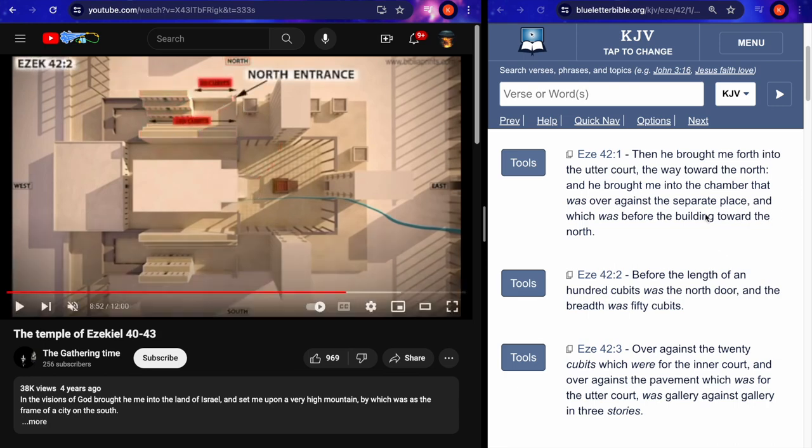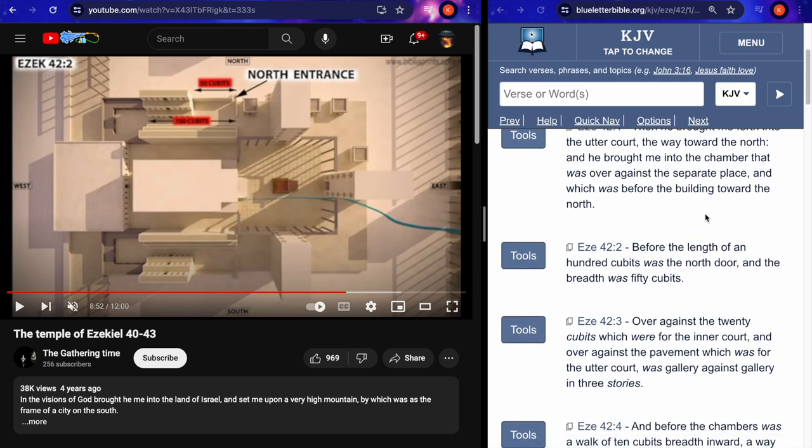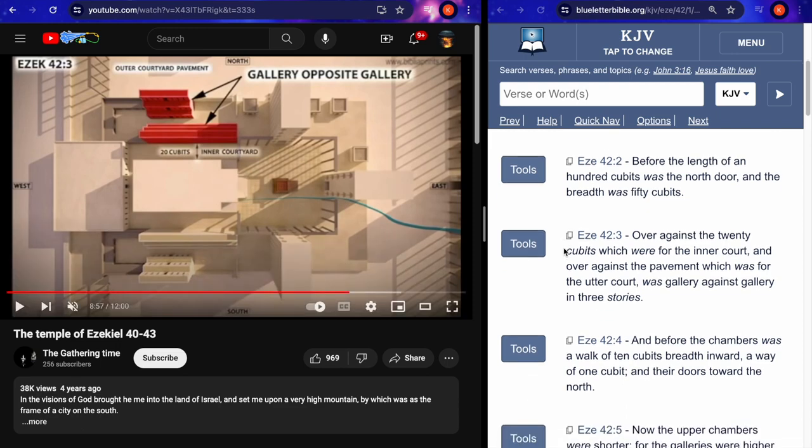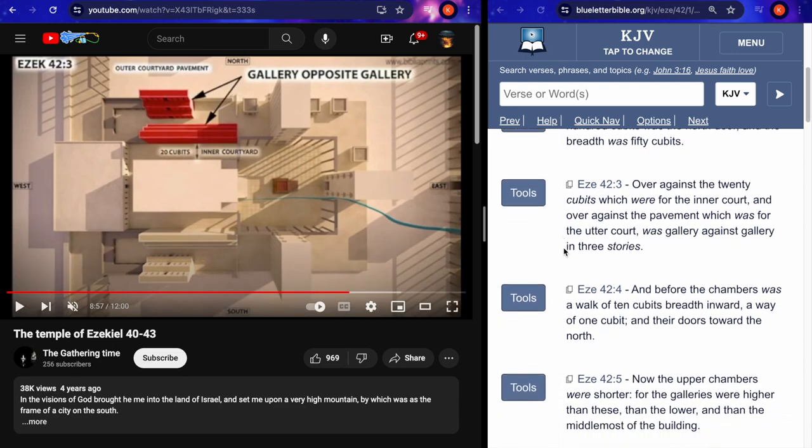Verse 2, before the length of 100 cubits was the north door, and the breadth was 50 cubits. So you can see right here, 100 cubits and 50 cubits there. And this is just a bird's eye view. Verse 3, over against the 20 cubits which were for the inner court, and over against the pavement, which was for the utter court, was gallery against gallery in 3 stories. So you can see here.